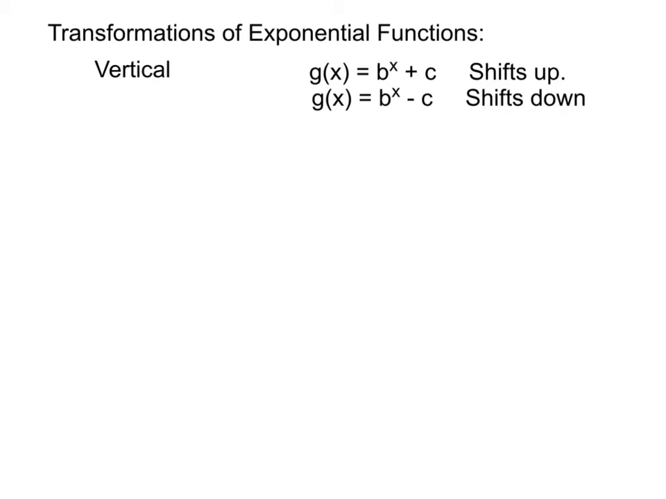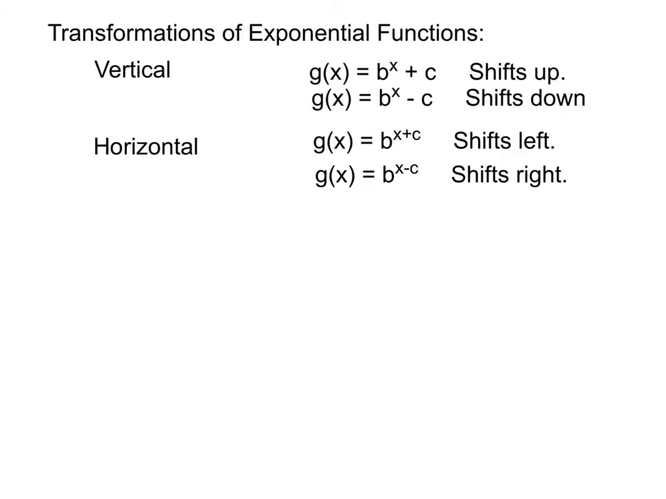For vertical translation, if you've got something like b to the x plus c, it shifts up. Or if you have b to the x minus c, it shifts down. In both cases, it's c units that it shifts, either up or down. For horizontal translation, the c now gets added to the exponent. So if you've got g of x is equal to b to the x plus c, it shifts to the left c units. And if you've got g of x is equal to b to the x minus c, it shifts to the right c units.